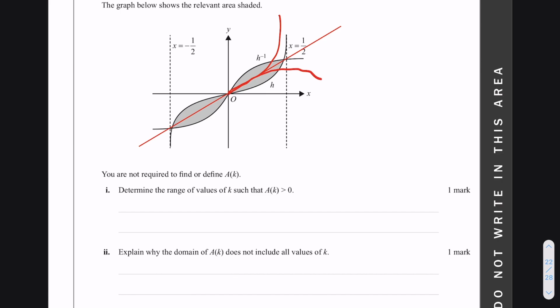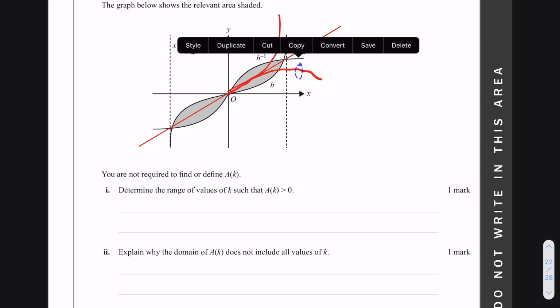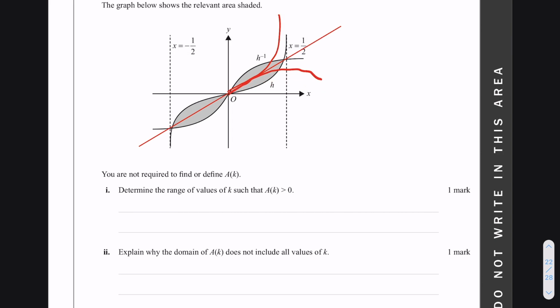And then when we want all the values of k such that this goes up even more and this goes down even more, we want to reject those values. So at this point, we know that h of x equals x, and also the gradient at that point, the tangent at that point, is the same as the gradient of the line y equals x. So h dash x equals the gradient of the line y equals x. So we can solve that simultaneous equation and see at what point that starts happening.